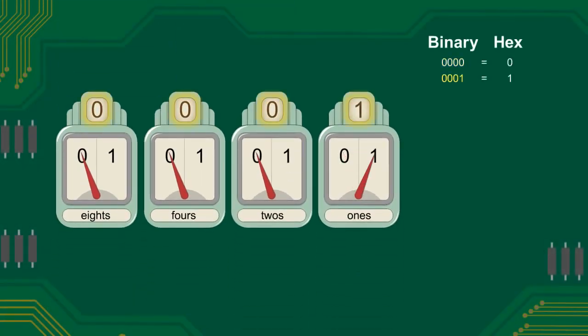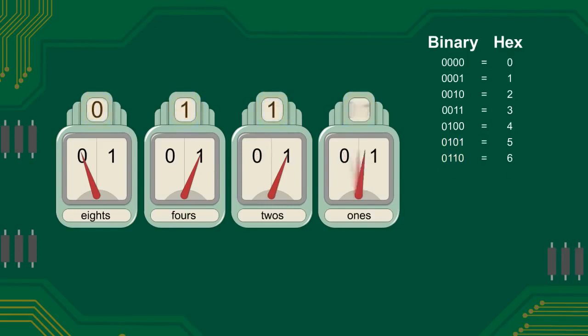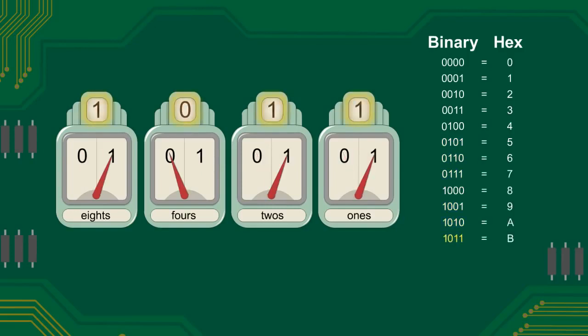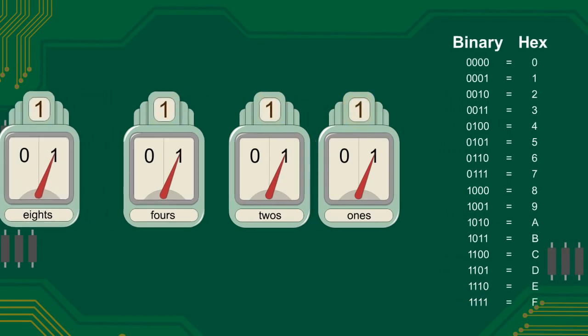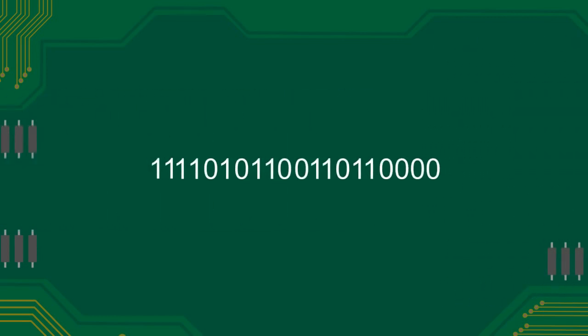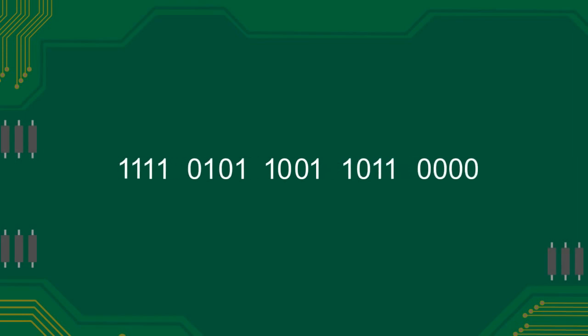As we mentioned, using the hex notation, 4 binary bits can be represented by a single hex symbol. Each of the 16 possible combinations of 4 bits is equivalent to a single hex digit. Let's convert the same binary number as before to hex. Starting from the right, we group the digits into groups of 4. Each group of binary digits is then converted to its equivalent hex symbol.